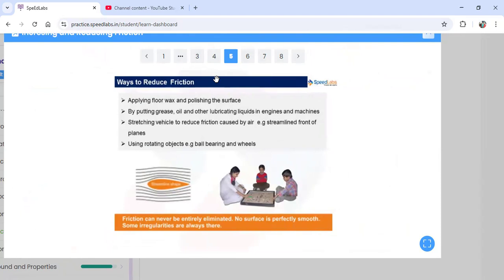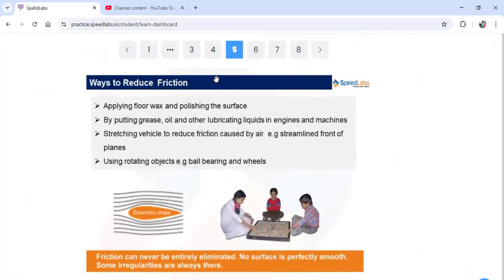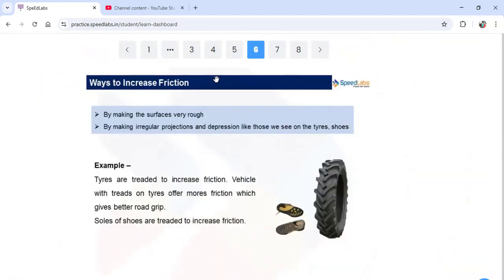Okay, ways to reduce the friction. Okay, by applying floor wax and polishing the surface. Important question, children, 3 marks. Okay, by applying floor wax, we can reduce the friction. By putting grease, oil, and other lubricating liquids in the engines and machines. Streamlining vehicles to reduce friction caused by the air. Same, a streamlined front of the planes and using rotating objects like ball bearings. I hope it is clear, children.